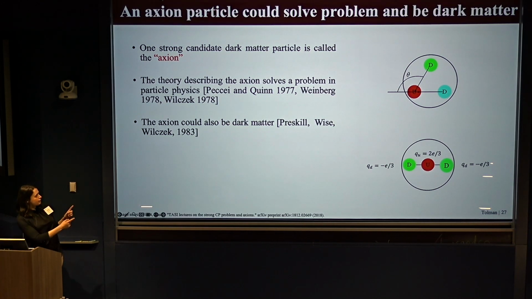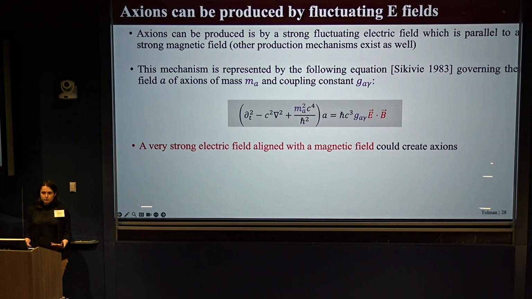The diagrams on the right schematically represent this problem in particle physics. We won't go into that in detail, but I think a non-trivial fraction of this room is probably familiar with it. So the problem represented by these diagrams would be fixed if you have an axion. And this is a problem that exists initially independently of the dark matter situation. But it's also possible that the axion could be dark matter. So this is very exciting. So axions can be produced in multiple ways, but one of them is by a strong fluctuating electric field, which is parallel to a strong magnetic field.